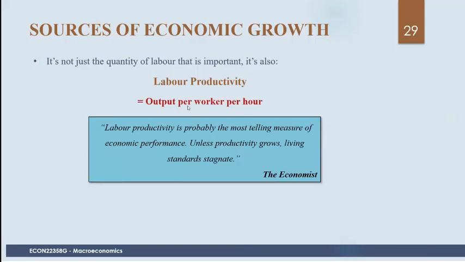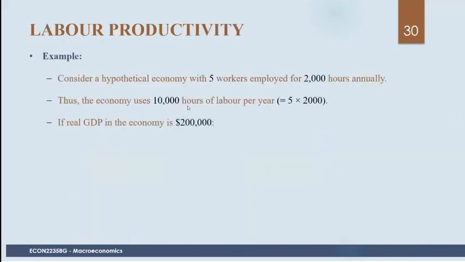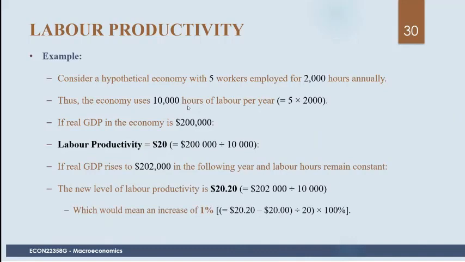The Economist says that labor productivity is probably the most telling measure of economic performance. Unless productivity grows, living standards stagnate. If you look at any measure of labor productivity and then at a measure of something like real wages, which measures our standard of living, they're very, very highly correlated. I'll just let you do this for homework. Don't worry too much about this. Well, let's just go over it quickly.